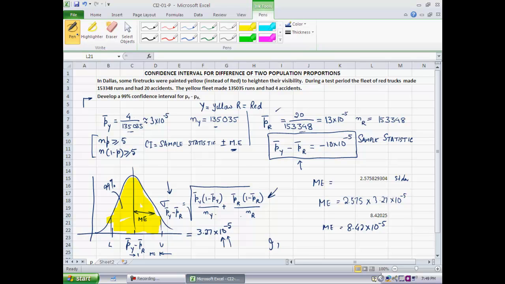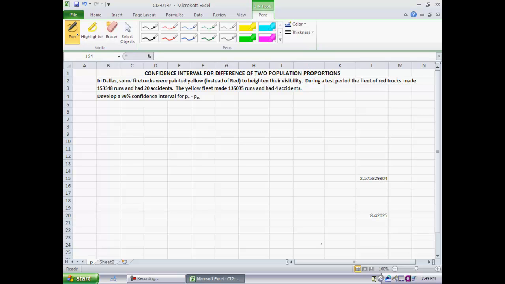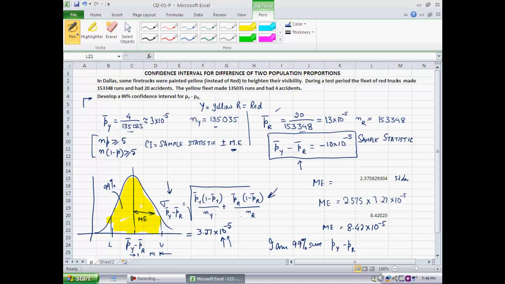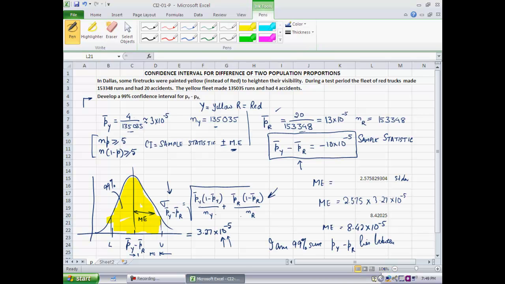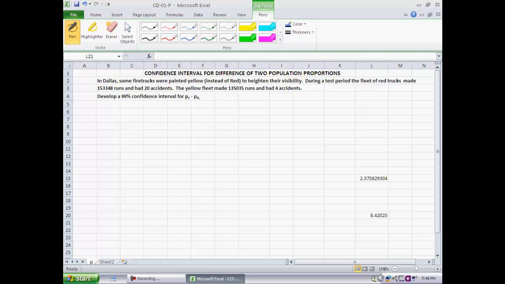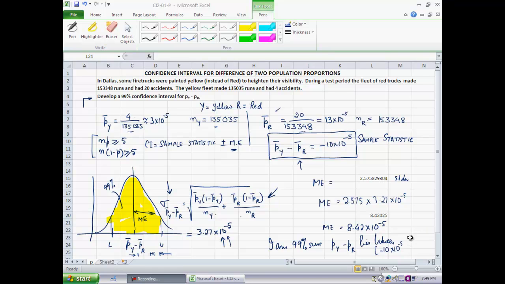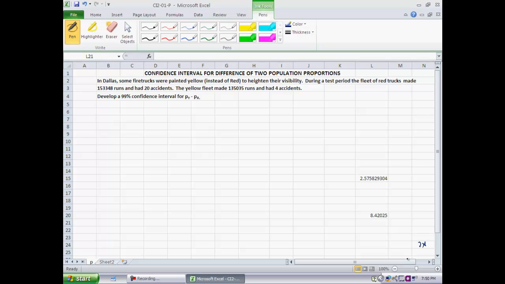So I am 99% sure that Py minus Pr lies between minus 10 times 10 to the minus 5 plus or minus 8.42 times 10 to the minus 5. So that is my confidence interval.